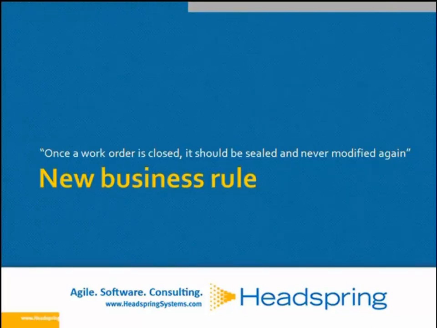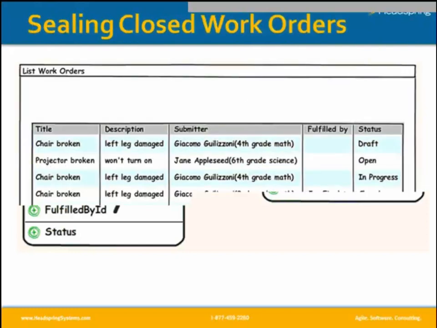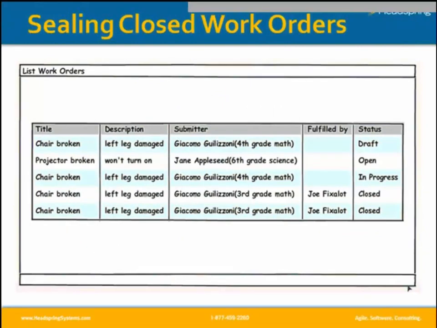So of course, we need to add status to work order. There we go. Simple field onto the table there. And then our listing of work orders, this is what it's going to look like. If you notice, Giacomo became a 4th grade math teacher some time ago, but while he was a 3rd grade math teacher, he had a few work orders. Okay, and Joe fixed those things that were wrong, and then closed the work order, and so those things cannot change, right?